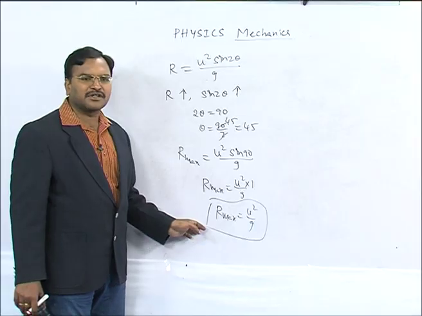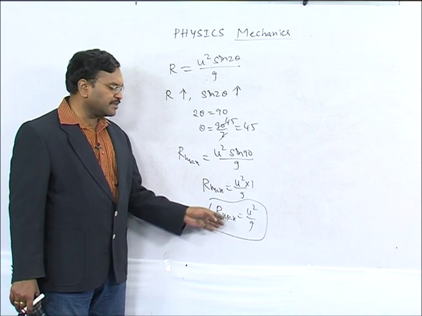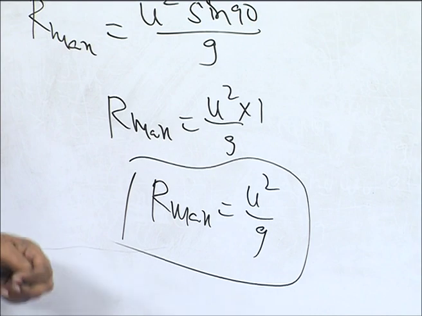R maximum is equal to how much? R maximum is U square by g. What is U? Initial velocity of projection. What is g? Acceleration due to gravity.